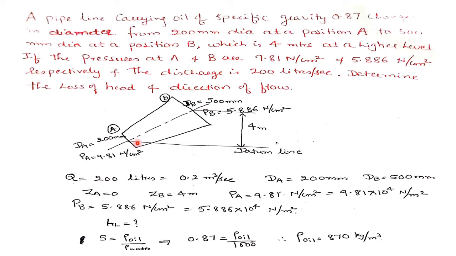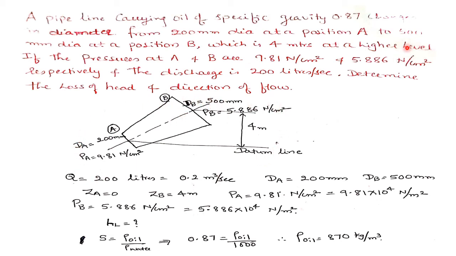If the pressures at A and B are 9.81 Newton per square centimeter and 5.886 Newton per square centimeter respectively, and the discharge is 200 liters per second, we are asked to calculate the loss of head and the direction of the flow. Whether flow is taking place from A to B or from B to A, we don't know here. As per this problem, we have drawn the sketch here.